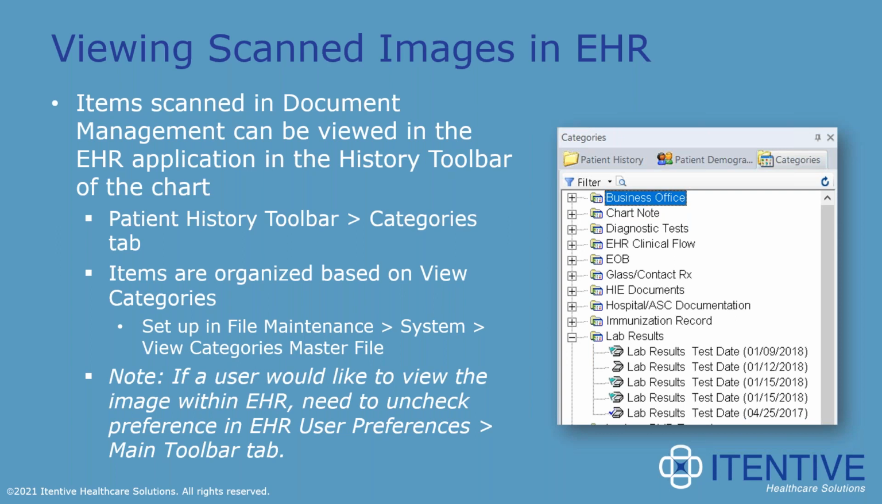Something that I find is if a user is selecting an image, like for example, that scanned lab result here in Categories, and it's opening up the document management application, so it's taking them out instead of just displaying the item, keeping them within the EHR. There is actually a user preference in the EHR on that main toolbar tab. So if users don't want to be taken out of the EHR application, so they just want to view it within EHR, they would uncheck the preference there, and then that would allow them to view those images within the EHR application.